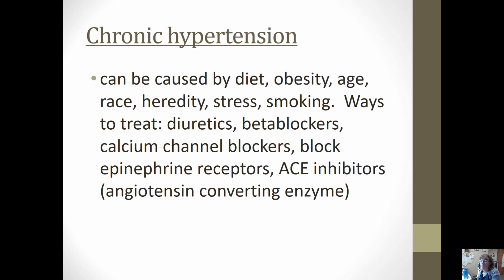So when we have chronic hypertension, what kinds of things are going to cause that? What we eat, our lifestyle, whether we are obese, our age, race, genes, stress, smoking, all of those things can contribute to chronic hypertension. How do we treat that? Typically with diuretics or beta blockers that decrease our sympathetic stimulation. Also, we can use calcium channel blockers or the ACE inhibitors, so the angiotensin converting enzyme inhibitors.